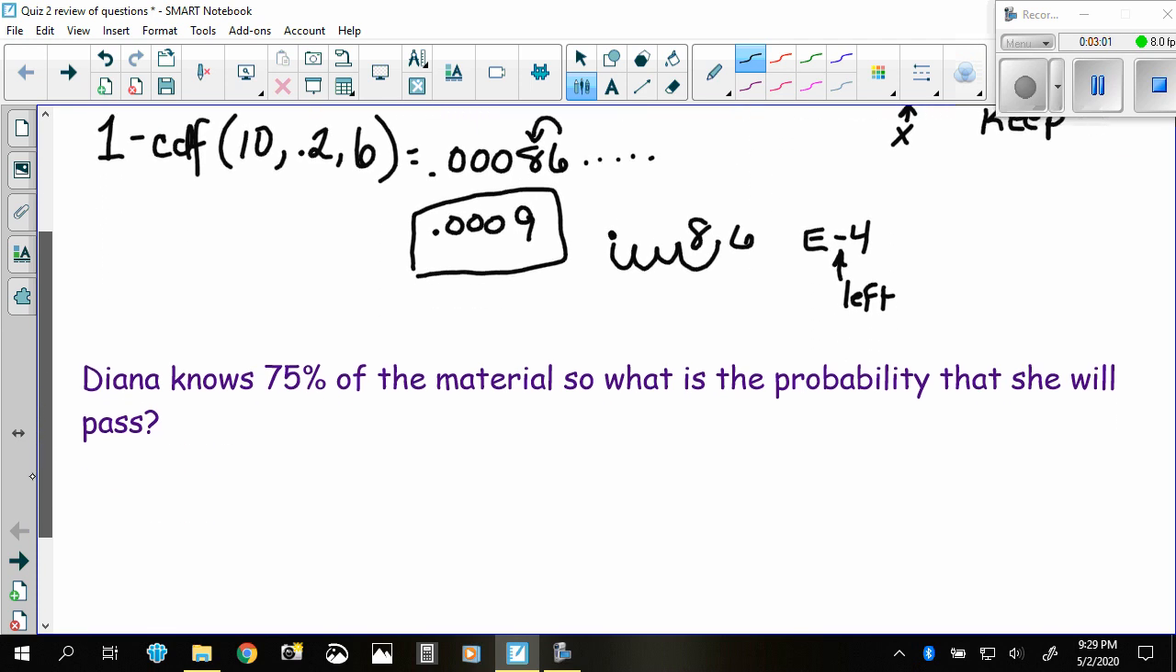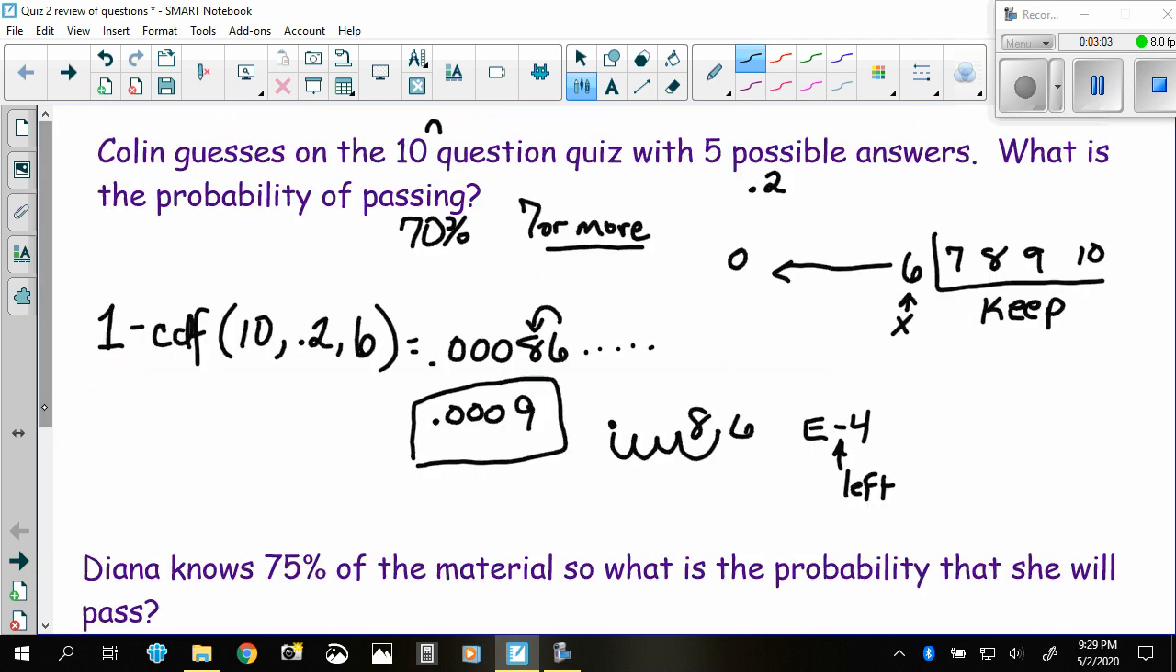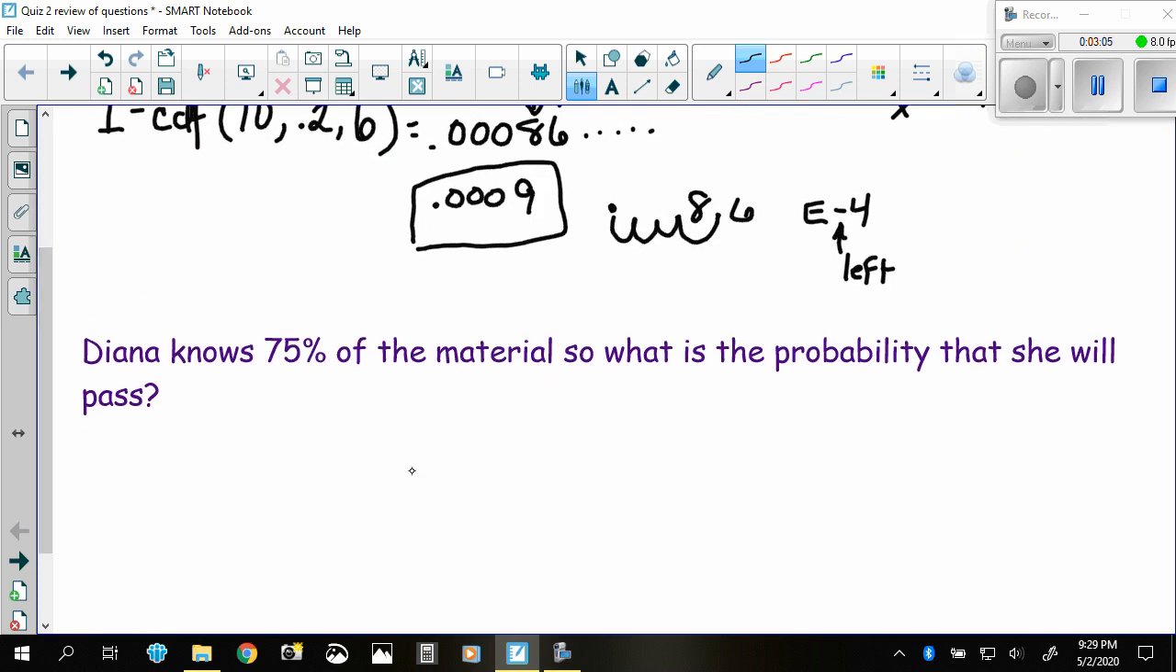Okay, so this is the same type of problem. Diana knows 75% of the material, so what's the probability that she will pass? So again, we're still going to use the 6 for our x value, and we still have 10 questions on the quiz, but instead of using 0.2, because we're not guessing, she knows 75% of the material.